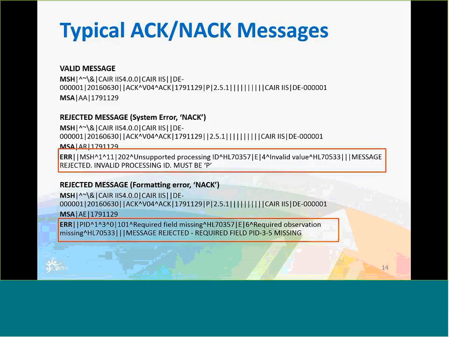On screen, you'll see a typical ACK and NACK message. The first one is a valid message. You'll notice in the MSA1, a value of AA has been sent back to the provider. Next, a rejected message, a system error resulting in a NACK. In this case, the message was rejected. The invalid processing ID, the MSH11, must be P. Please remember, for Care 2, we only accept a value of P.